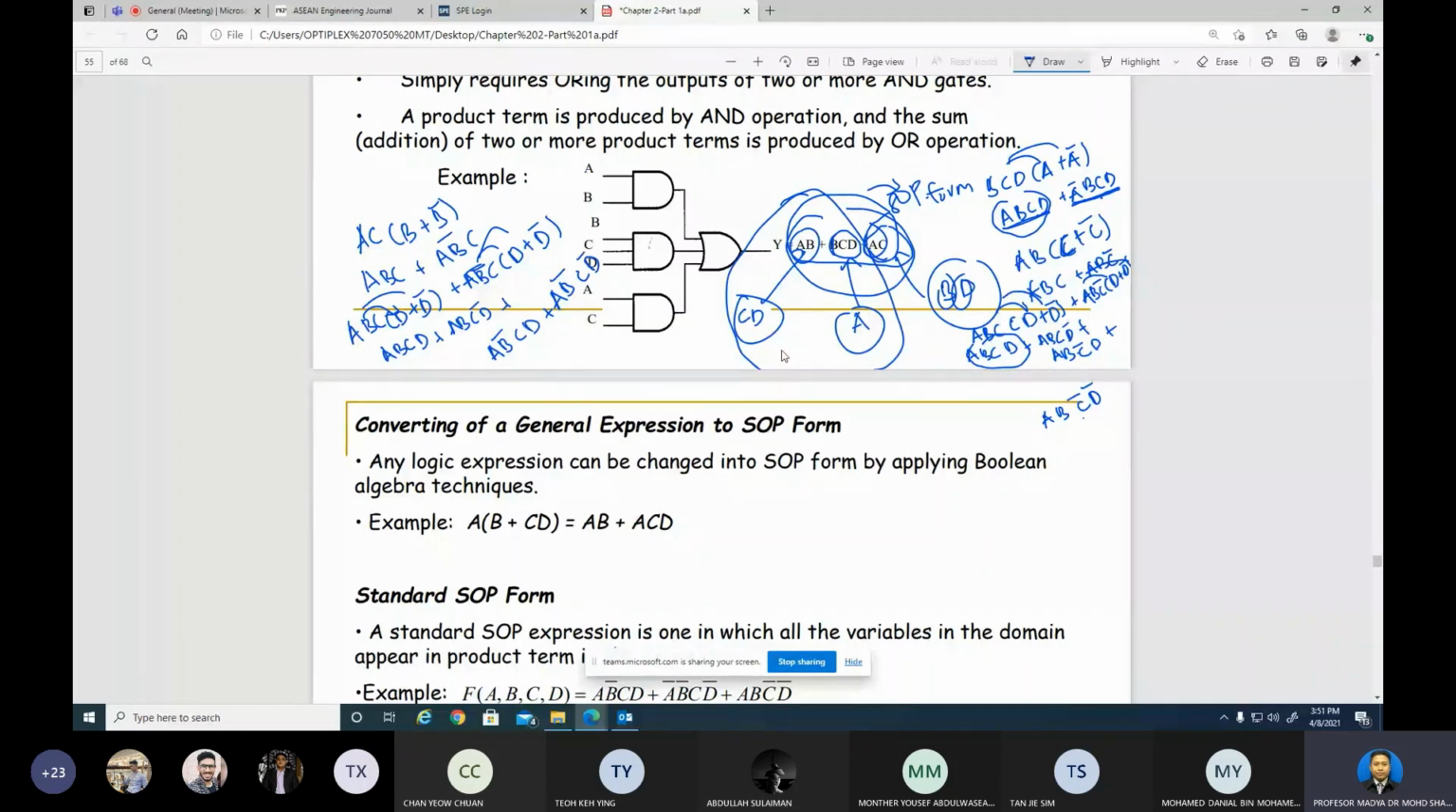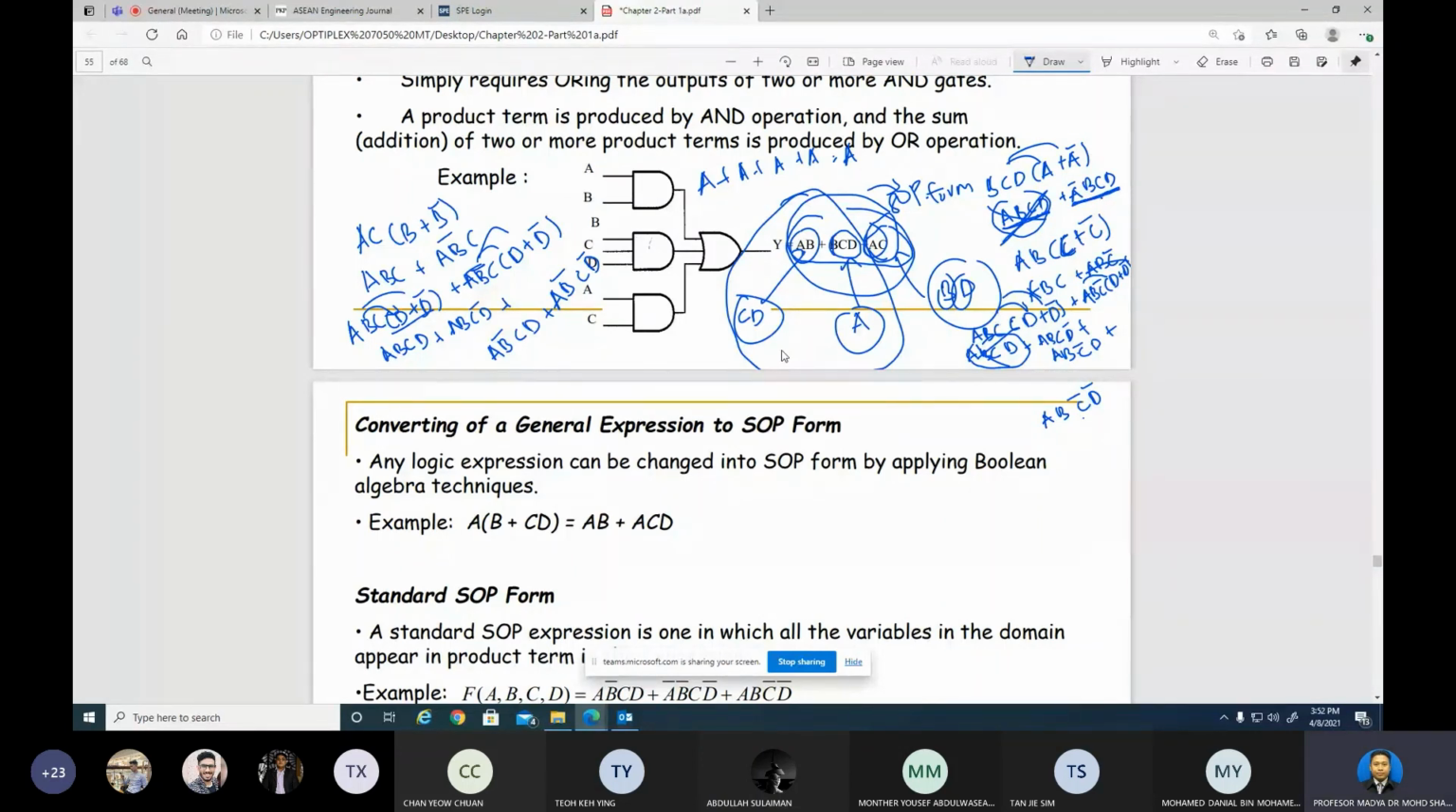Then you can compare. For example, we have A, B, C, D, so we cancel out, because this one we have A, B, C, D, and this one also we have A, B, C, D. So you can cancel out and keep only one. This means we follow the rule: A plus A plus A plus A equals A. That's why we maintain one, and the rest you can cancel out. This is what we call the standard SOP form.